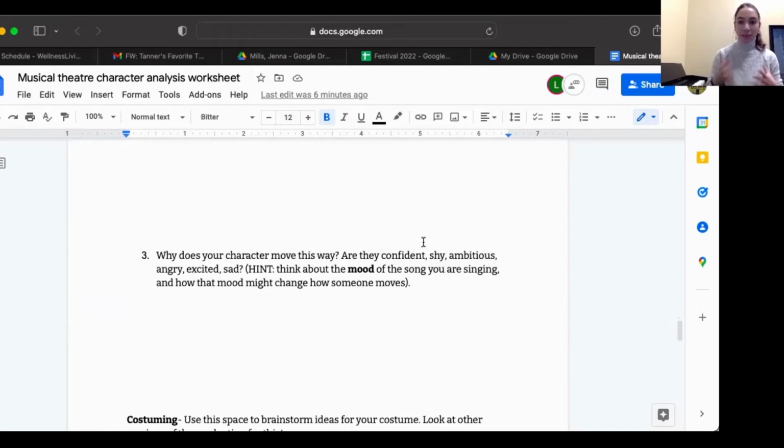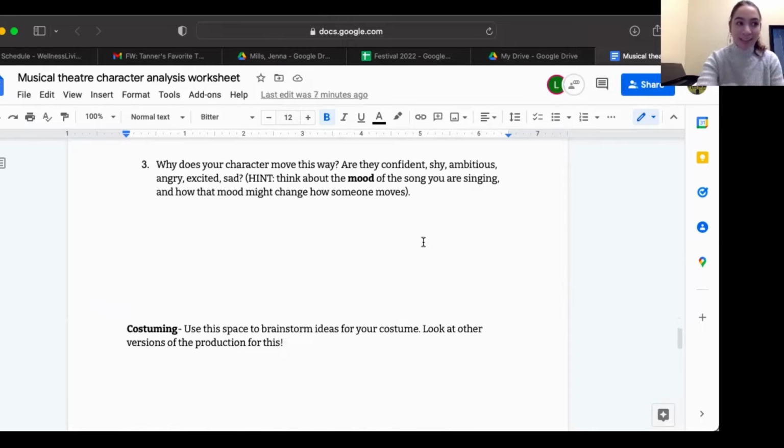Do they have this confidence and ambition? Are they shy, and do they kind of walk like this? You know, it's all very different, and these are things that we don't often think about, but it's very important to think about them when we perform. And that's something that I've learned a lot in my own degree as well.